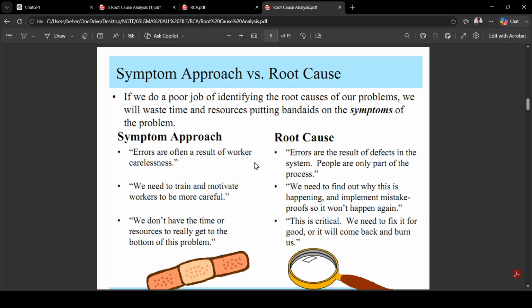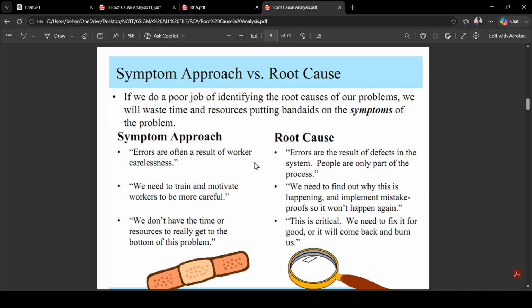Errors are often a result of careless work. Errors are the result of defects in the system. People are only part of the process. We need to train and motivate workers to be more careful. We need to find out why this is happening and, importantly, mistake-proof it so it should not happen again.